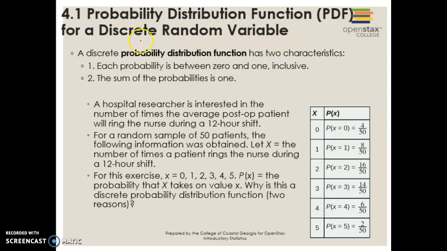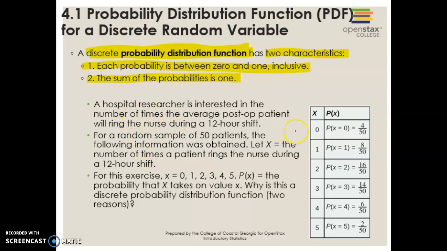Probability distribution function for a discrete random variable. Here's your definition. A discrete probability distribution function has 2 characteristics. Each probability is between 0 and 1, including 0 and 1, and the sum of the probabilities is 1. So if you are checking to see if you have a discrete probability distribution function, you would add these all up, make sure they equal 1, and make sure each of these is between 0 and 1. All right, here we go.